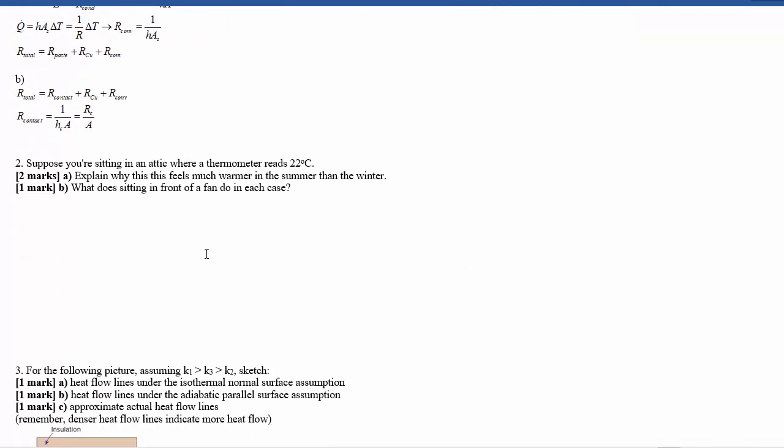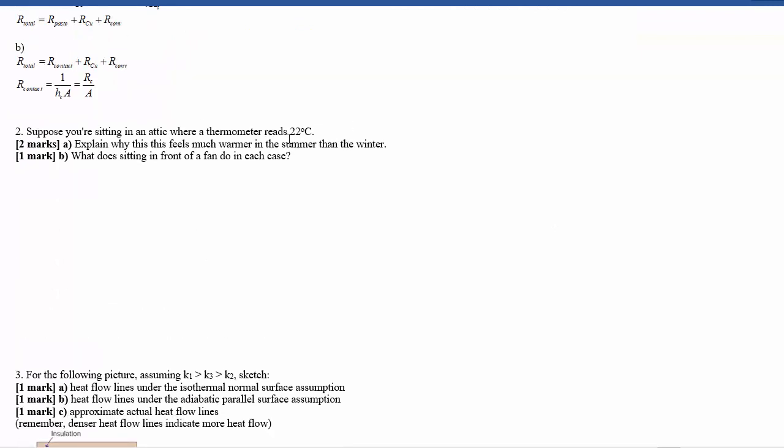Okay, question 2. Suppose you're sitting in an attic where a thermometer reads 22 degrees C. Explain why this feels much warmer in the summer than the winter. Okay, so if you're just sitting in a room that has normal kind of not intense airflow, then heat transfer is about 50% from natural convection and 50% from radiation. The natural convection is based on the temperature of the air relative to you, and the thermometer is really measuring the air temperature, whereas the radiation is based on the temperature of the walls relative to you.